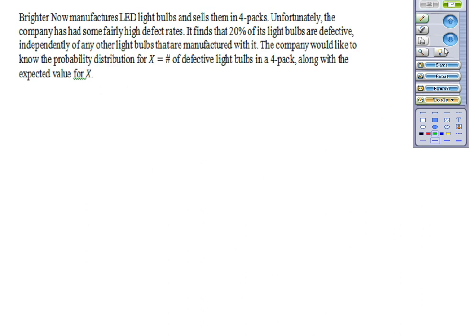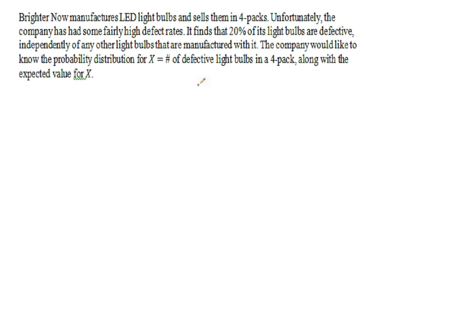Let's venture into an example now that uses this particular type of distribution that we're going to consider, which is a binomial. So suppose we have this company, Brighter Now, and they manufacture LED light bulbs and sell them in 4-packs. Unfortunately, the company has had some fairly high defect rates. It finds that 20% of its light bulbs are defective, independently of any other light bulbs that are manufactured with it. So the likelihood of one does not affect the likelihood of the other. The company would like to know the probability distribution for x equals the number of defective light bulbs in a 4-pack, along with the expected value for x.